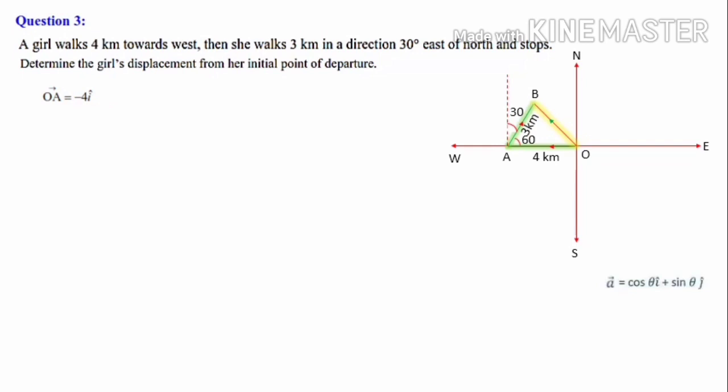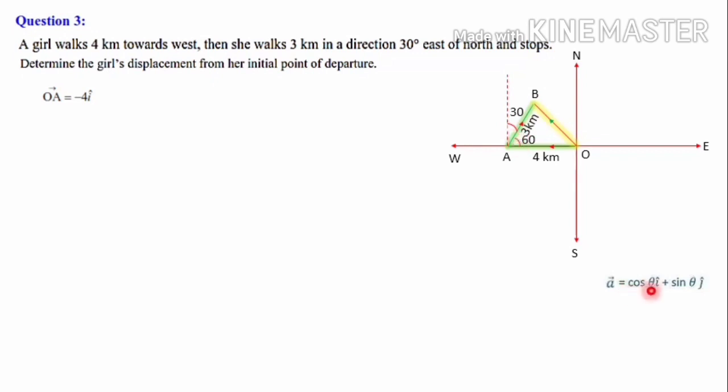Then we have learned the general form of a unit vector in the xy plane: vector A is equal to cos theta into i plus sine theta into j. This vector is in the xy plane. But when you consider AB, we have to find vector AB, and vector AB is not a unit vector. There is a particular magnitude, that is 3 km, and the angle is 60 degrees.